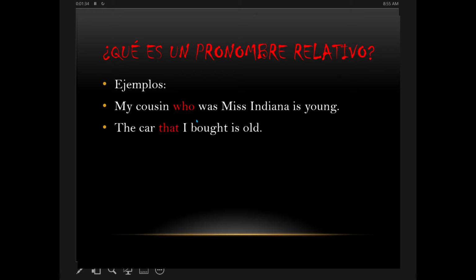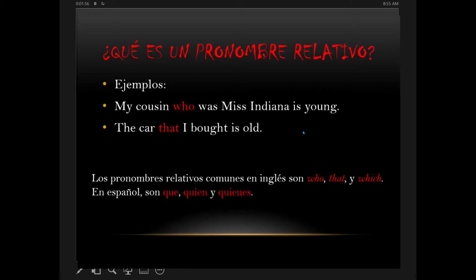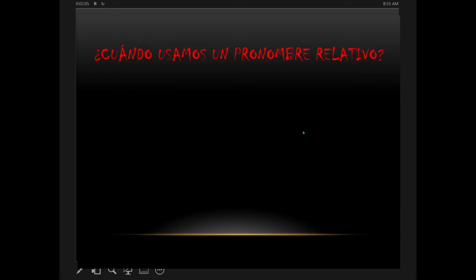The car that I bought is old. That I bought is a clause that describes car. It starts with the word that because car is a thing rather than a person. The English relative pronouns are who, that, and which being used with commas. We'll talk about that in a moment. And in Spanish, they are que, quien, and quienes. These are the basic ones that are used commonly in speech and in everyday writing.